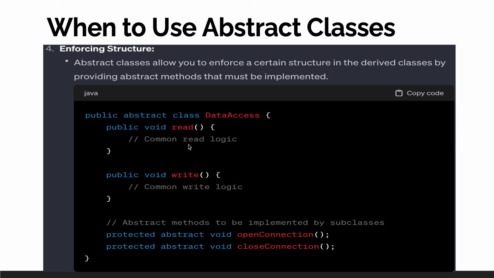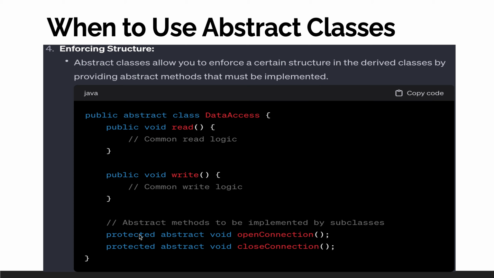So the common functionality we have provided here only, and we want to force all the subclasses of this data access class to implement the open connection and close connection. So in this way, what we have seen in the case of the abstract class is that the abstract methods available in the abstract class have to be implemented by all the subclasses.